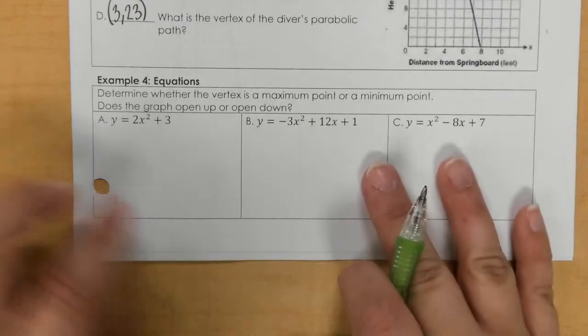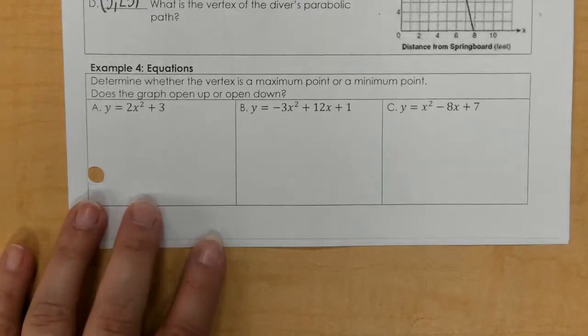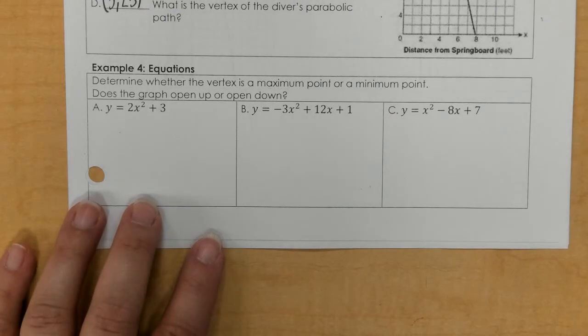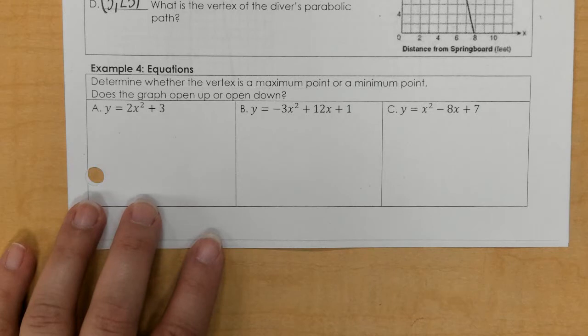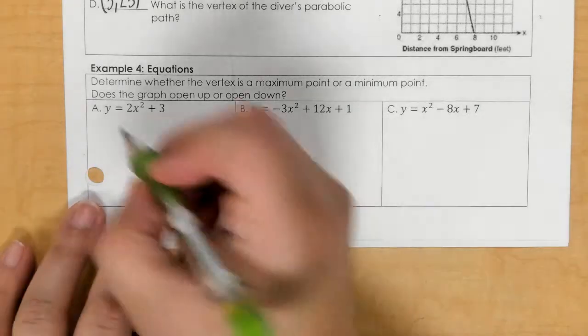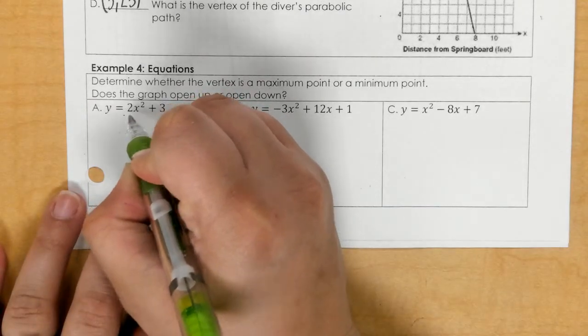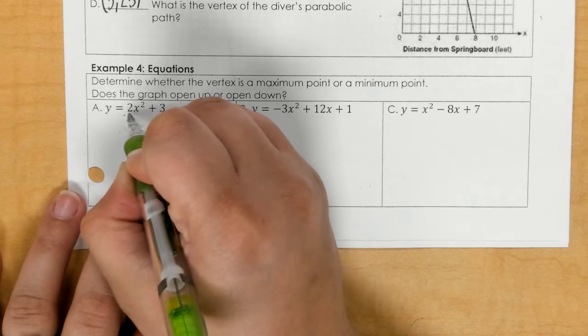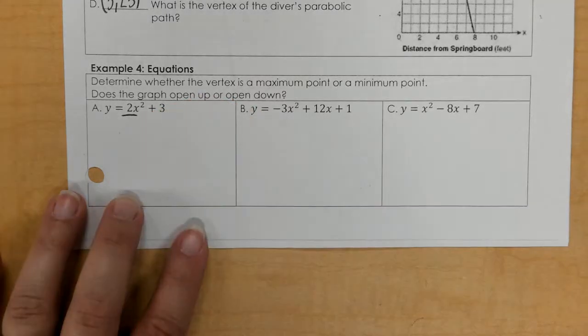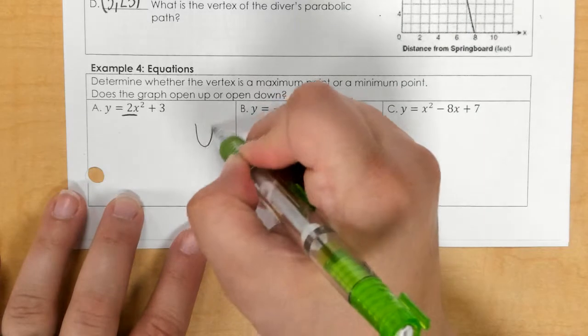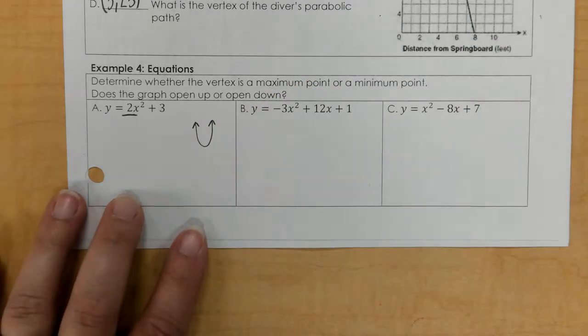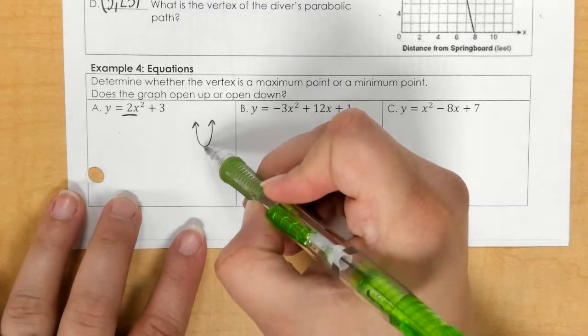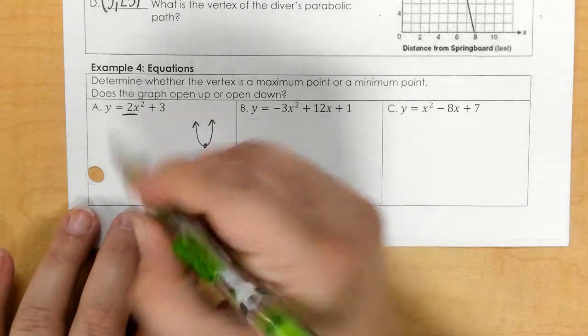Alright, for example 4, it says determine whether the vertex is a maximum point or a minimum point, and does the graph open up or down? Well, if you look at the very first number in a problem for parabolas, if it's positive, that means the parabola opens up like this. Okay? And if it opens up, that means that the vertex is way down here, which is the minimum.